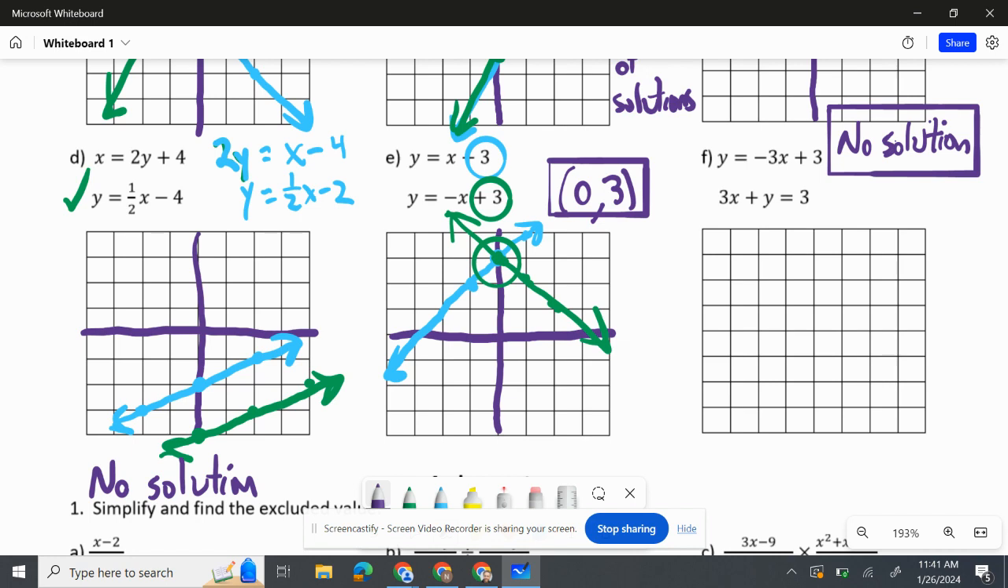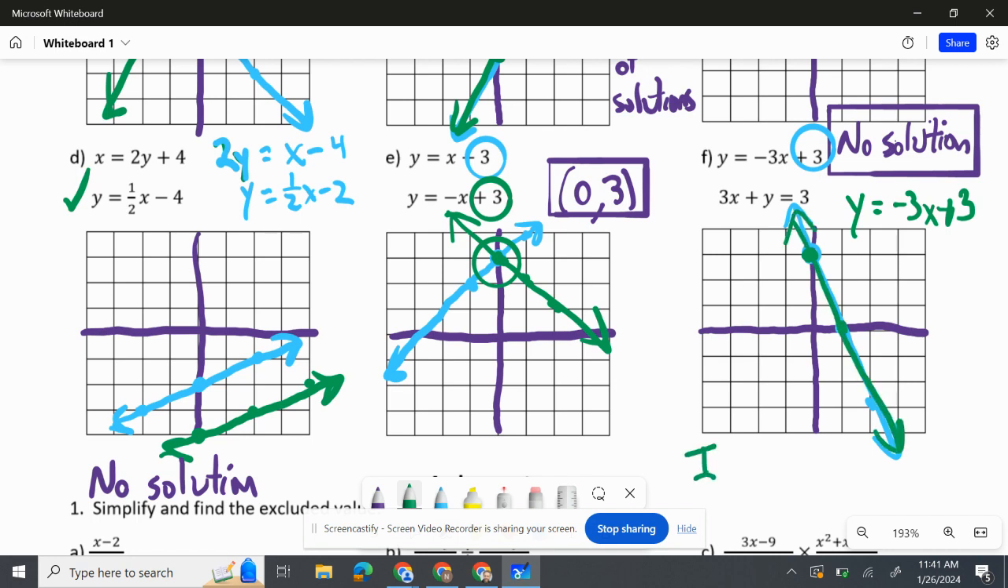Now for the last one with letter F, first thing that I'm going to do is graph my first equation. So I have my y-intercept at 3, and then my slope is negative 3, so I go down 3 over 1, down 3 over 1. And then for my other one, I'm going to subtract the 3x, so I have y equals negative 3x plus 3. And I notice that I plot a point at 3, down 3 over 1, and it's the exact same line. So that's going to be an infinite amount of solutions.